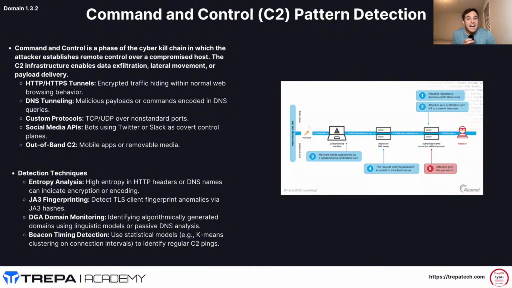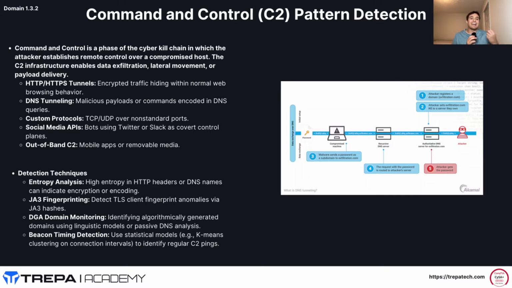Another way malware or attackers hide is through DNS tunneling, where DNS looks like it's a protocol we all need, we all use, but this is malicious payloads and commands encoded in DNS queries that may be hard to discover as well. And then we have other examples here: custom protocols, just saying using non-standard ports, and you may notice, hey, we're using a non-standard port on a destination, right? Which may not be as normal, having the ephemeral ports on a destination port. Social media APIs, bots using Twitter or Slack as covert control planes. And then we have out-of-band C2. This is like mobile apps or removable media.